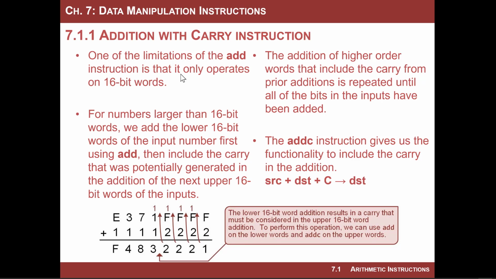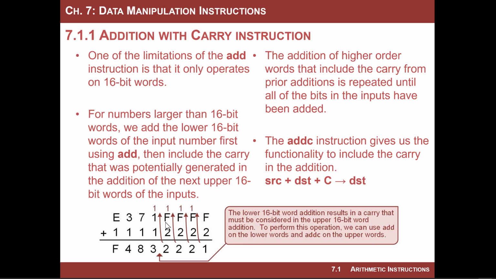So the add instruction that we've looked at only can do 16-bit addition. That means it can take two 16-bit inputs, add them together, and create a 16-bit sum and potentially a carry bit, okay? But if you wanted to add numbers that were larger than 16 bits, you would have to do it in kind of a word-by-word fashion. So for example, consider a 32-bit add down here.